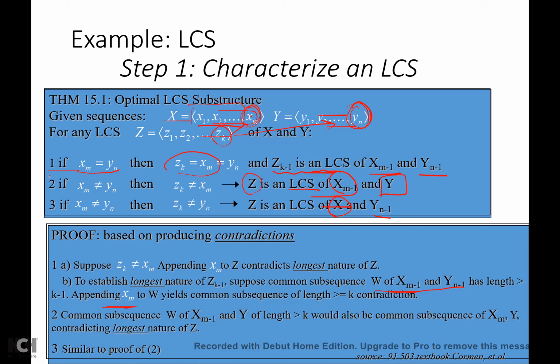Take a look at the second condition. A common subsequence W of x m minus 1 and y of length larger than k would also be a common subsequence of x m and y, contradicting the longest property of Z.